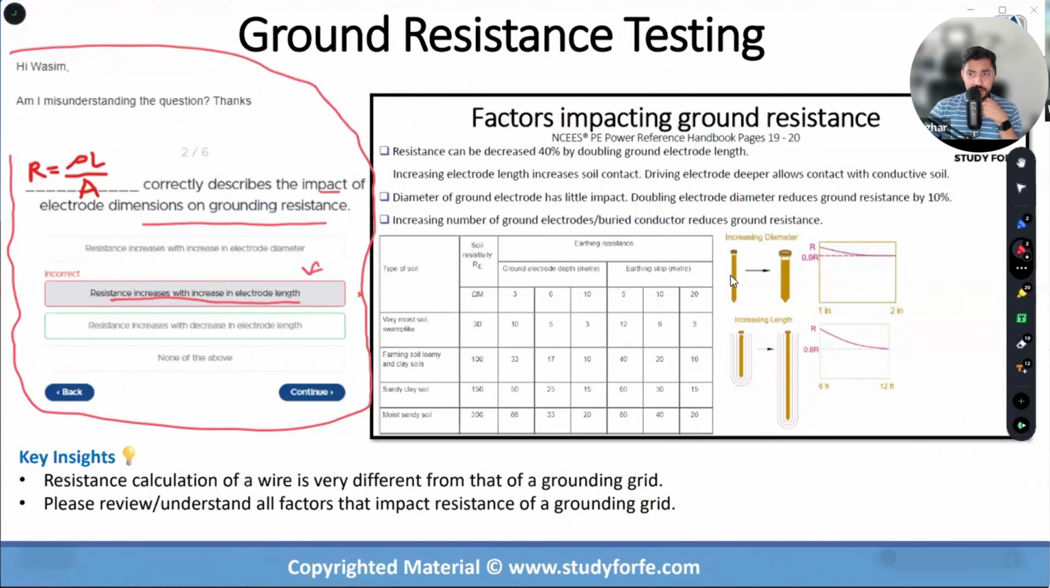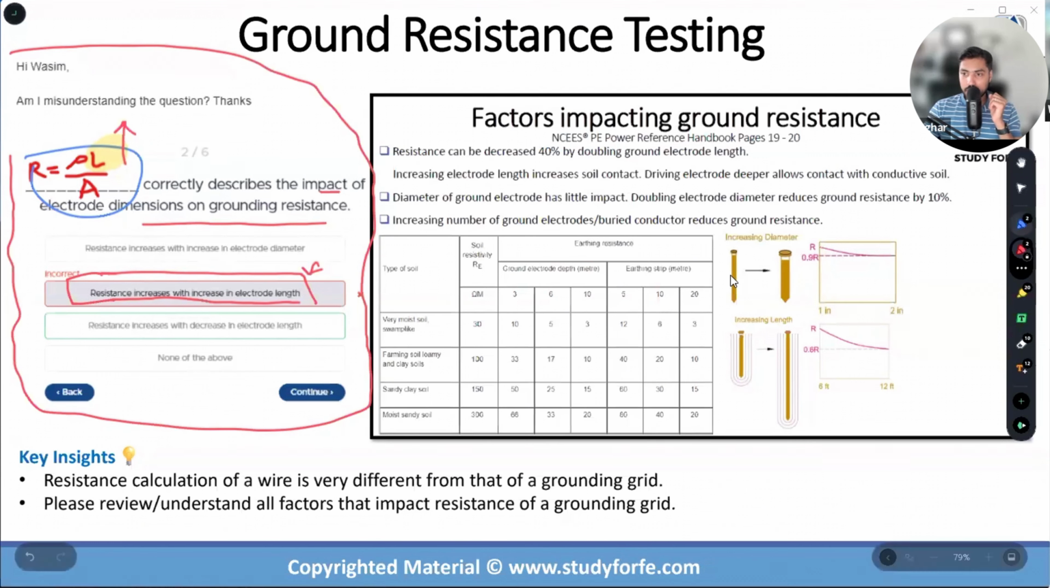And the equation that he included to support his argument is that resistance R is equal to rho, the resistivity, which consider it as a constant, it's a material specific property, times L, divided by A, correct? So he ended up selecting this: resistance increases with the increase in electrode length. Since length is appearing in the numerator, if that increases, then resistance is going to increase, right?